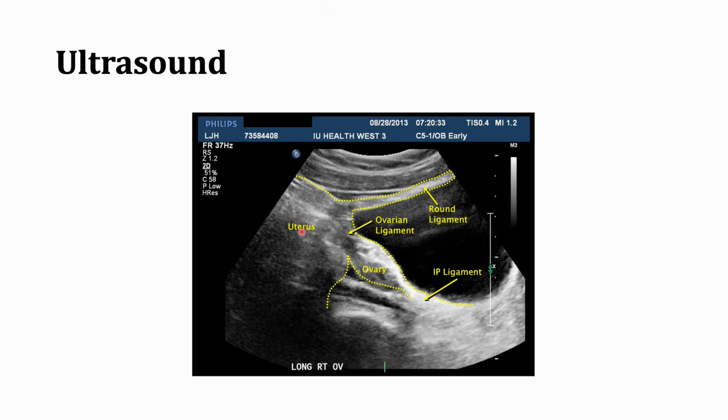So this is an ultrasound, a very important and really good image. Here we have the uterus, we have the ovary, we have the ovarian ligament right here, and then we have the round ligament. And then again we have the suspensory or infundibulopelvic ligament here, or the suspensory ligament.